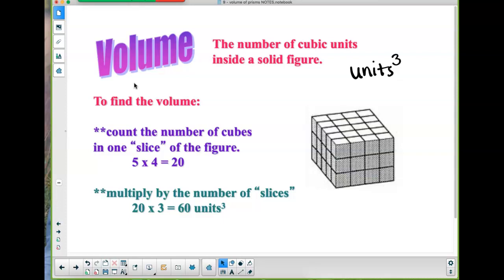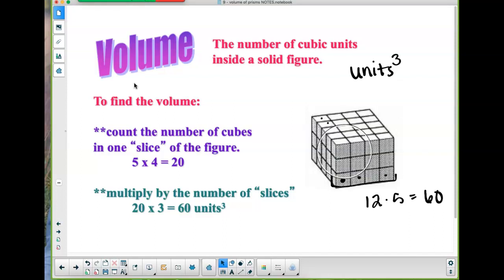Okay, so when I look at this rectangular prism, it's kind of figuring out how many cubes are in one slice, and then how many slices do you need. So when I look at this, I have 1, 2, 3, 4, 5, 6, 7, 8, 9, 10, 11, 12 cubes in that slice. Everybody agree? Okay. So I could just take this slice here, and then there's 1, 2, 3, 4, 5 slices. So 12 times 5 is 60. I could do it that way.